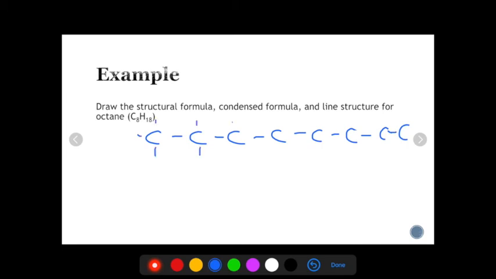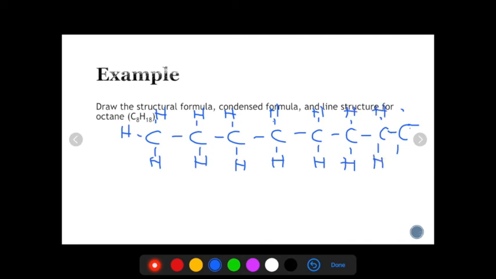I'm just going to draw the lines first. So again, we're going to put enough hydrogens around the carbons to give them 4 bonds. So the one on the end here will have 3 hydrogen. All the ones in the middle will have 2 hydrogens. Okay, so this is the structural formula for octane. Sorry, it's not super great trying to draw on the iPad. There we go. So that would be the structural formula.